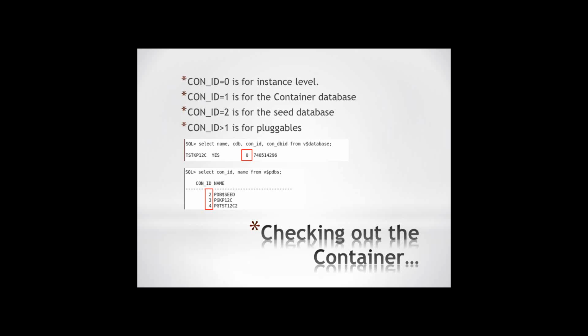So you can see there where I selected the name, the CDB, and CON_ID, the CON_DBID from V$DATABASE, and you can see that this is my little test instance that I have here. It says that it is CON_ID 0, and that is my instance, my V$DATABASE. And then select CON_ID, name from V$PDBS, so for my pluggable databases. And you can see I've got my seed database, number 2, and then my 2 pluggable databases that I had at this time in my test environment, which are 3 and 4. The CON_ID is everything.